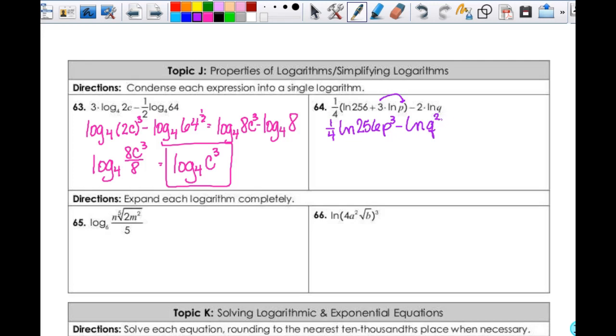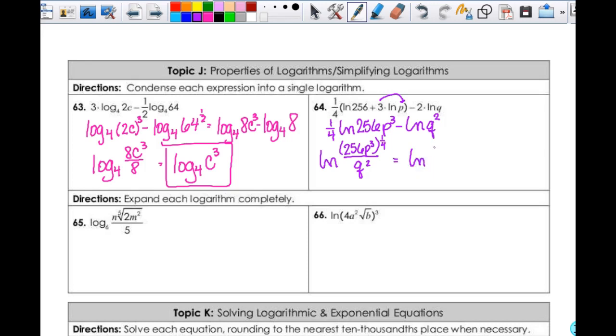Okay, so this 1/4 can become an exponent here, and this is subtraction, so we can change it to division. So I'll have a single log. The 1/4 only goes to this, so it's going to be 256 p cubed all to the 1/4 power over q squared. All right, so 256 to the 1/4 power, I can take the square root and square it again. Square root of 256 is 16. Square root of 16 is 4.